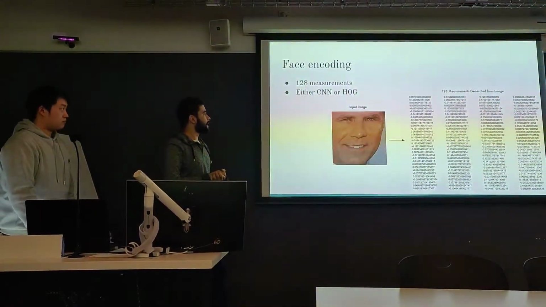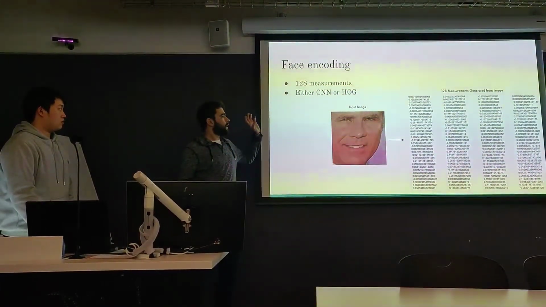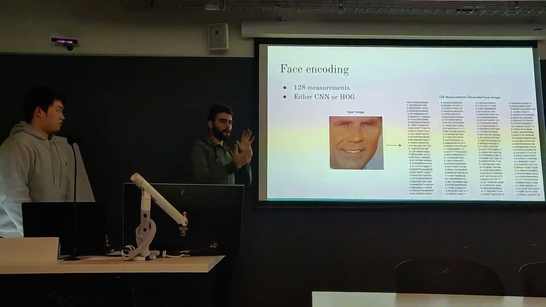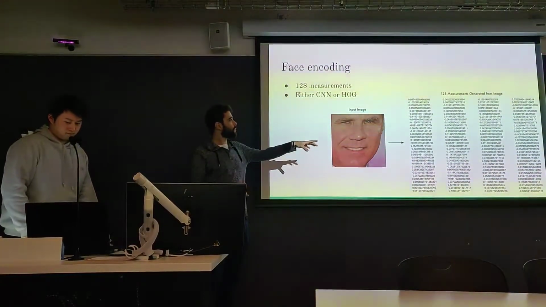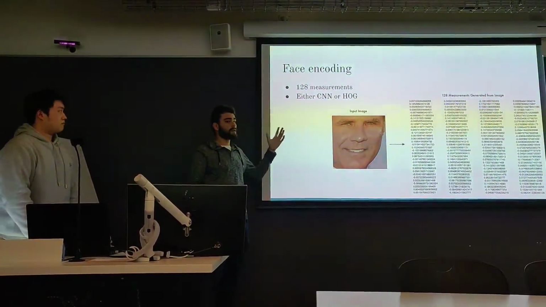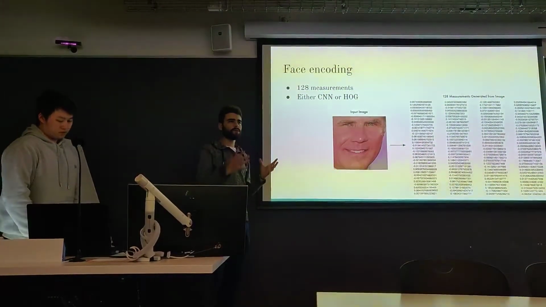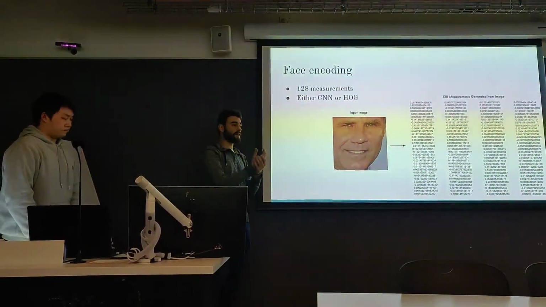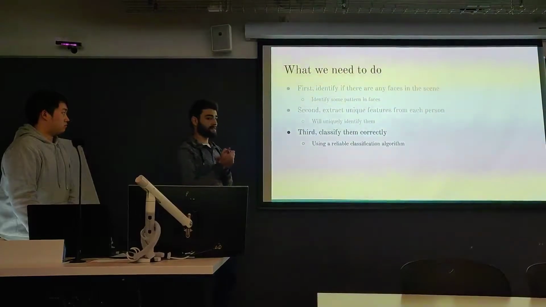Next, finally, what we want to do with this is, using either HOG, as I mentioned previously, or a CNN, encode someone's face into 128 representations. What we want to do is just extract features for someone's face so we can actually uniquely identify them. Then, finally, we want to classify them correctly.